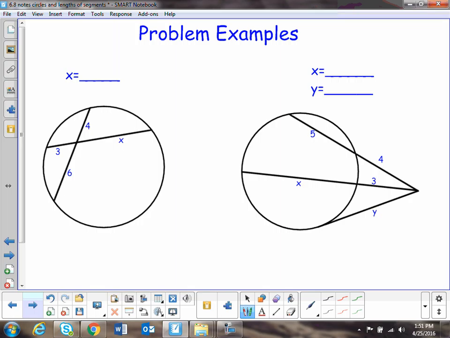Now tell me the order that you're going to tell me the upcoming step. 4 times x equals what? 3 times x. That's it. Okay? That's how you do that one. 4 times 6 is 24. You're going to divide by 3 to get x by itself. So what's 24 divided by 3? 8. So x equals 8.